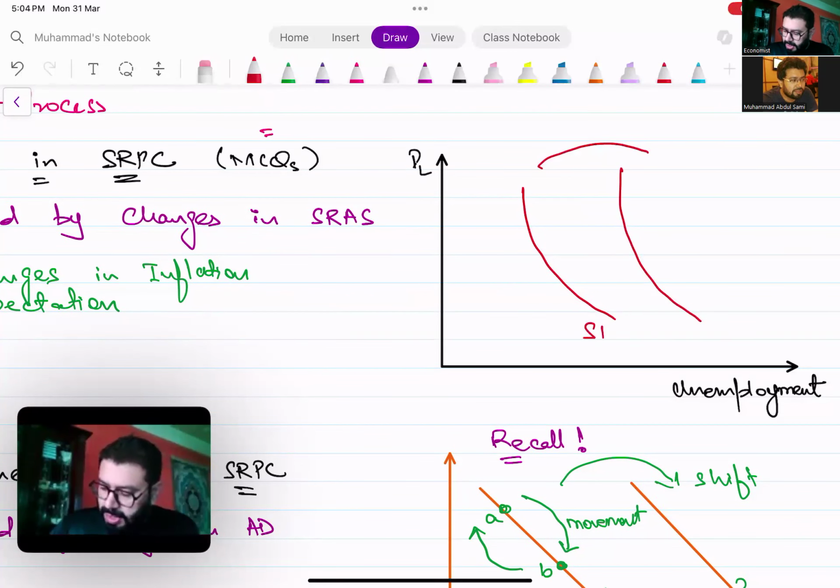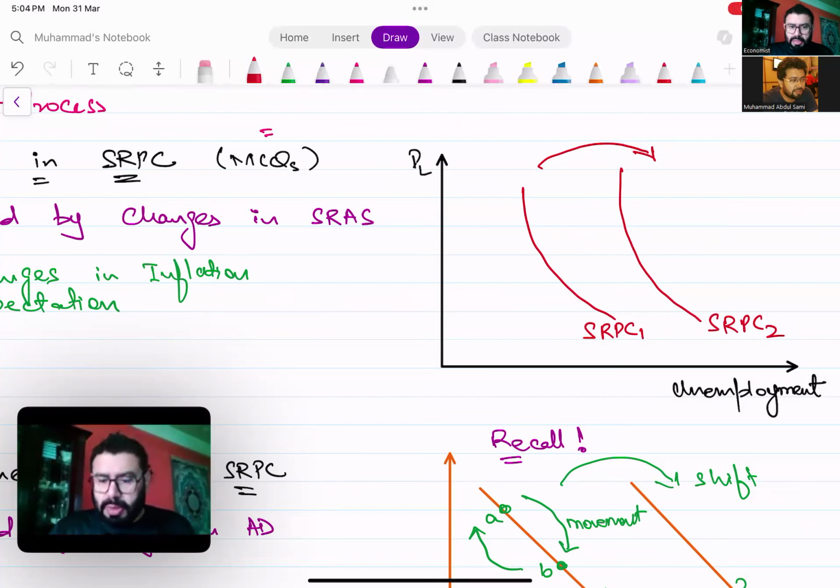SRPC1, SRPC2. So rightwards here. If people expect higher inflation, the SRPC shifts to the right. This is because workers and firms will demand higher wages and prices, leading to higher inflation and unemployment for a given level of output. So workers now demand an increase in wages in anticipation of higher future inflation. And as the cost of their labor increases, some firms will reduce the number of people they employ. That is the increase in unemployment.